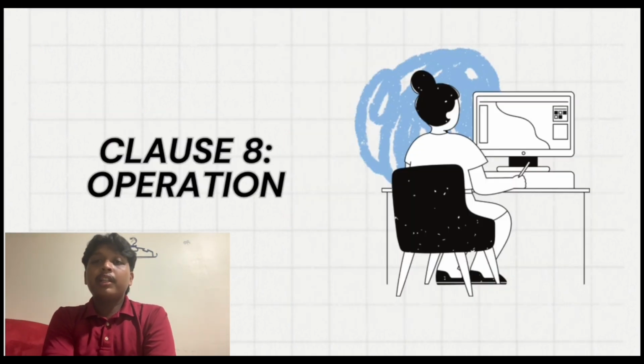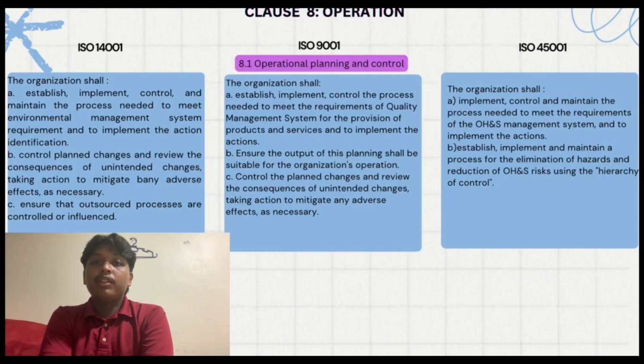Next, I'm going to explain about clause 8, which is operation. For 8.1, which is operational planning and control, I highlight that organizations shall establish, implement, control, and maintain the processes needed and to implement the actions. Also control planned changes and review the consequences of unintended changes for ISO 14001 and ISO 9001. For ISO 45001, it is the reduction of OSH risk using the hierarchy of controls.